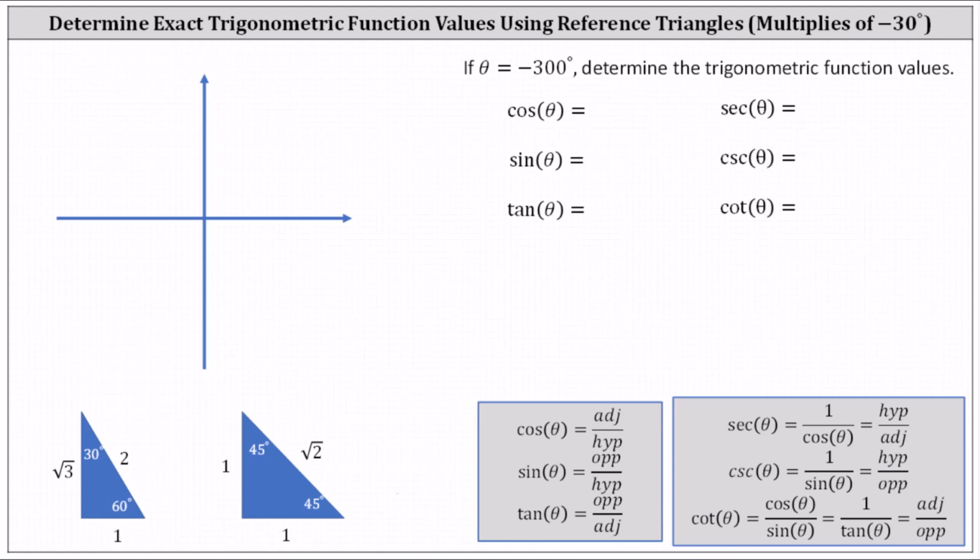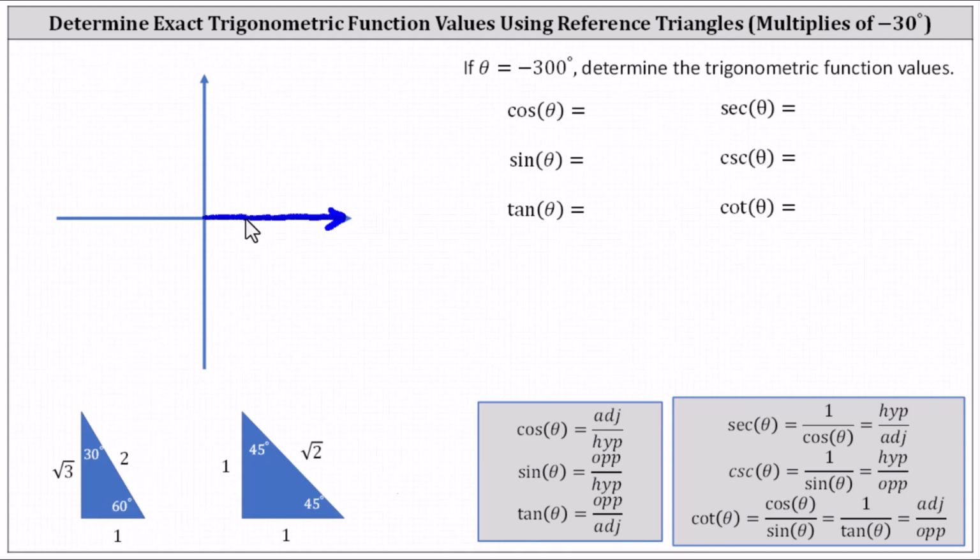In this lesson, we'll use a reference triangle to determine the 6 trigonometric function values for theta equals negative 300 degrees. For the first step, we sketch the angle in standard position. The initial side is along the positive x-axis. And then because the angle is negative 300 degrees, we rotate clockwise 300 degrees.